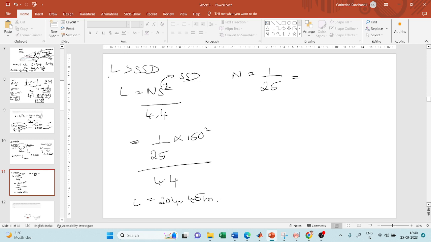Now you made the assumption that L is greater than SSD. Is it greater than the SSD? Yes, it is greater than SSD. So you can take this as the final value of length of the curve.